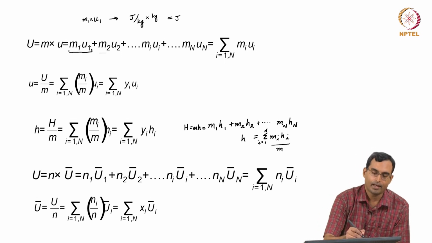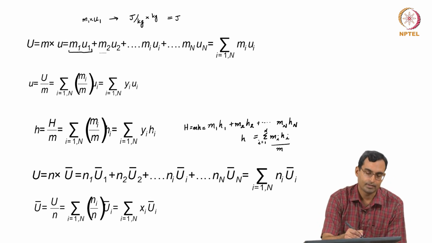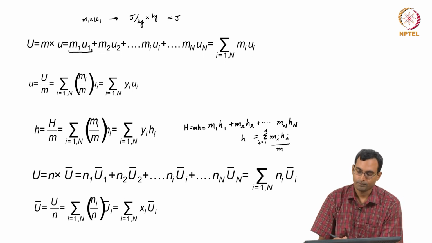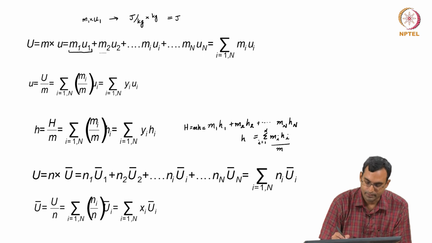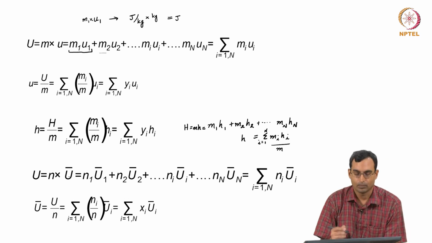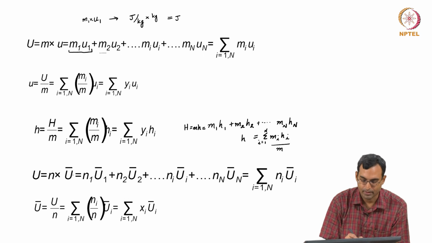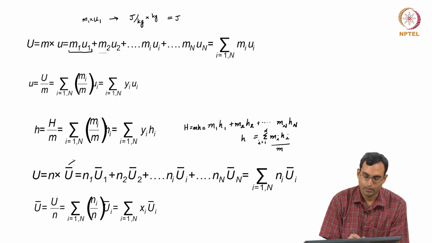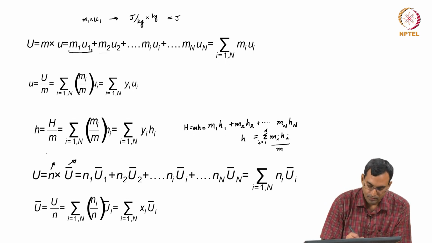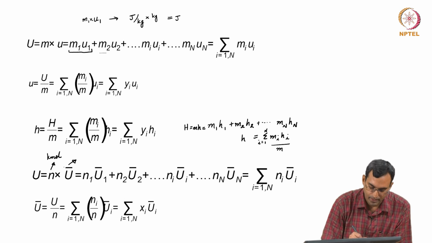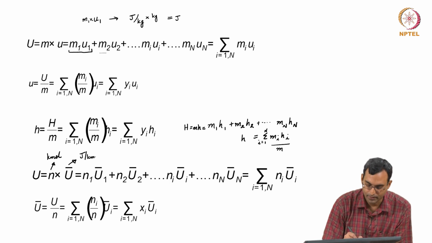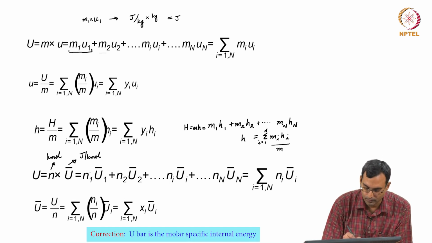So, what I see is if I have this thing in units of something per kg, then I take mass fractions and multiply with whatever has units of per kg and take summation. Whereas, if I have this thing in units of per kilomole, which is what I would have if I had, for example, molar specific enthalpy, then I need to sum up in terms of kilomoles. This U bar is the molar specific energy, which has units of, say, joule per kilomole.